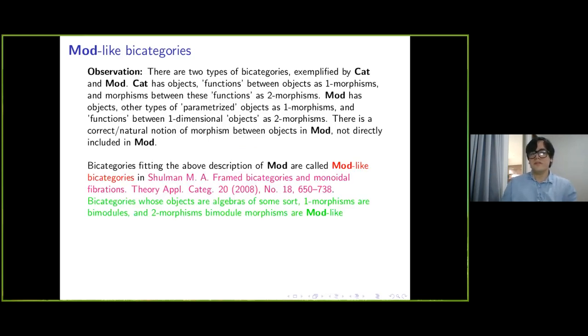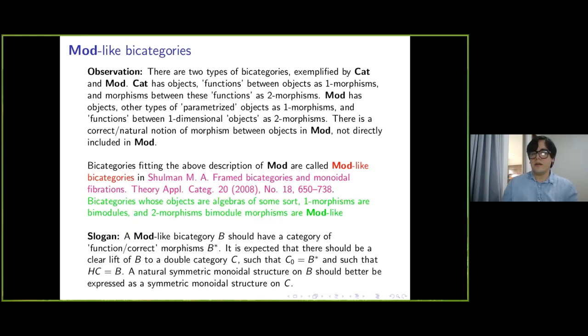So bicategories fitting this description are referred to as mod-like bicategories in this paper here, or I guess in the community. Bicategories whose objects are some sort of algebra, whose horizontal morphisms are some sort of bimodule, and where two-morphisms are bimodule morphisms are obviously mod-like. So if you have a mod-like bicategory, a bicategory that looks like the bicategory of bimodules, and it's called B, then B should have a category of functional or correct morphisms of objects. We call this B star.